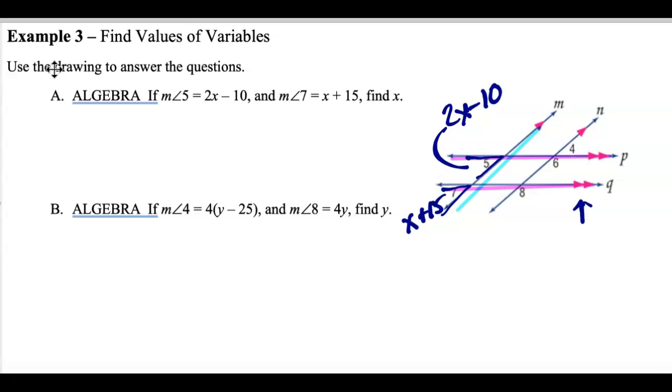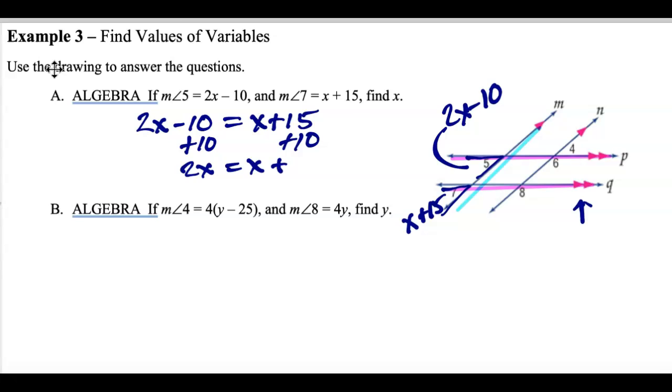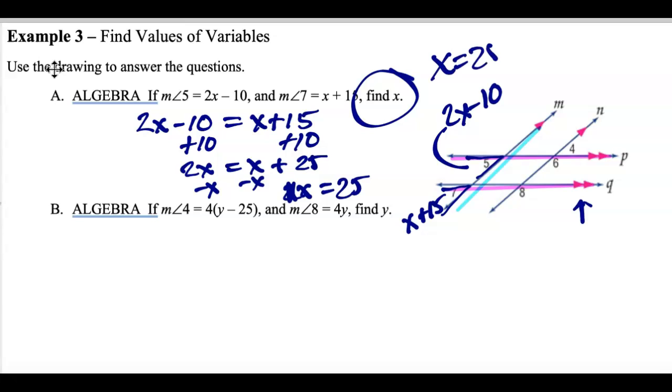So we're going to make a mathematical statement: 2x minus 10 is going to equal x plus 15. Solve this equation for x. I'm going to add the 10 first, and I get 2x equals x plus 25, and subtract the x, and I get x is equal to, well, 2x is equal to, sorry, 1x is equal to 25. So that was the only thing we needed to do: figure out x is equal to 25.